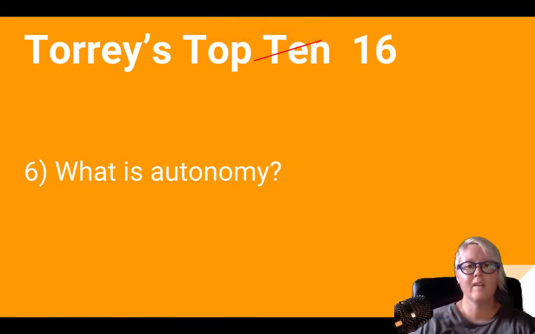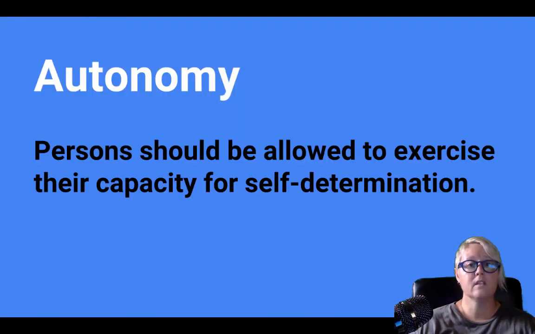Number 6, what is autonomy? Autonomy is a very important moral principle, one that we will be dealing with consistently throughout the course of the semester. The principle of autonomy states that people should be allowed to exercise their capacity for self-determination. We have a right not to be interfered with, and that right should be respected. That is, we have the right to make decisions about our bodies. We are rational beings with the capacity for making those decisions, and that capacity should be respected.